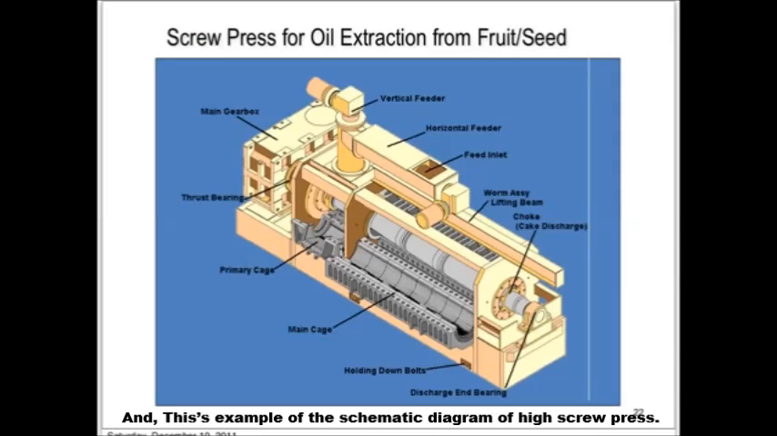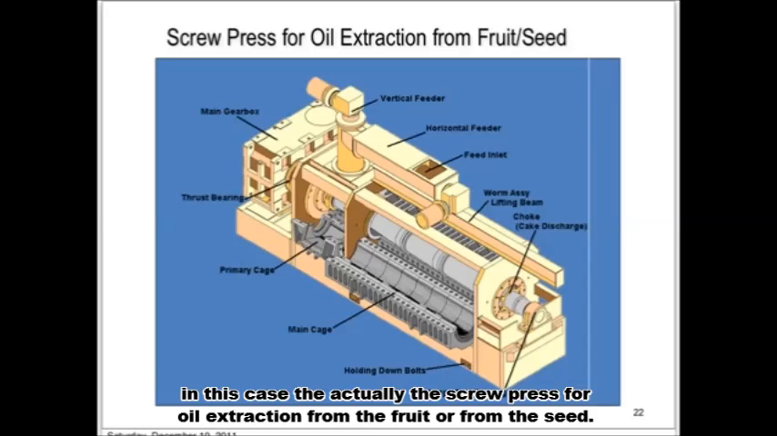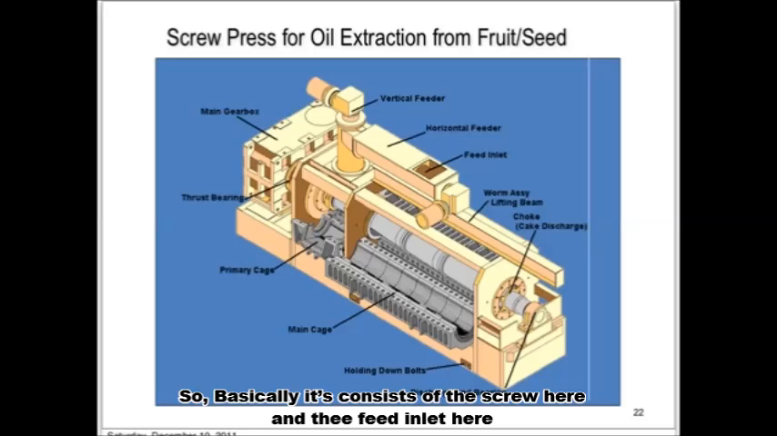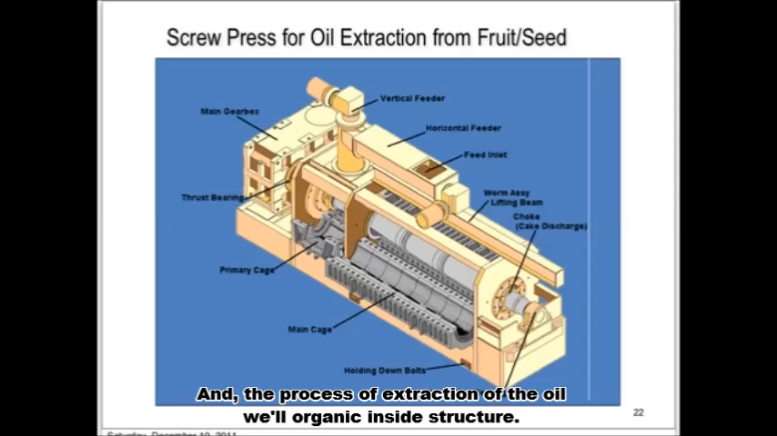And this is an example of the schematic diagram of a screw press. This might not be the same type that we normally use in the extraction of palm oil. In this case, this is actually a screw press for oil extraction from the fruit or from the seed. So basically, it consists of the screw here, and the feed inlet here, and the cage, the metal cage, and the outlet for the oil, and the process of extraction of the oil will occur inside this structure.